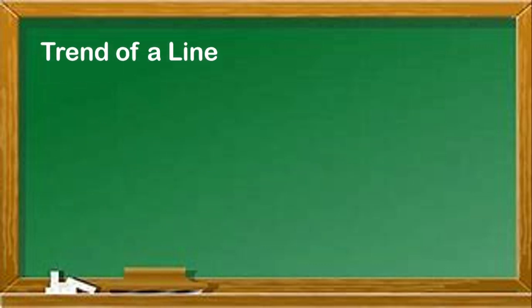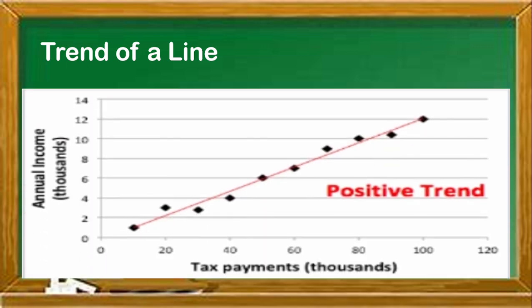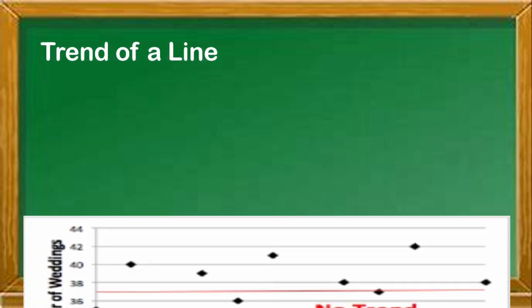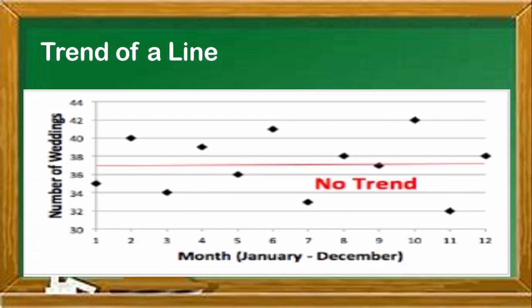Here are examples of the trend of a line. As you can see in the graph, it's going upward, so it's a positive trend. Next one, it's going downward, which means it's a negative trend. And lastly, no trend at all.